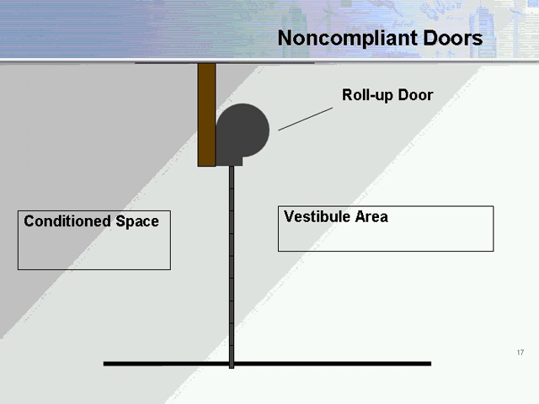Also, roll-up doors. A lot of the box stores also happen to use roll-up doors on the second door. They have a vestibule setup, maybe with cart storage on the outside, roll-up door on the inside. Again, unless you put a self-closing device on the roll-up door, which would be somewhat impractical, that would not qualify from a vestibule requirement standpoint.